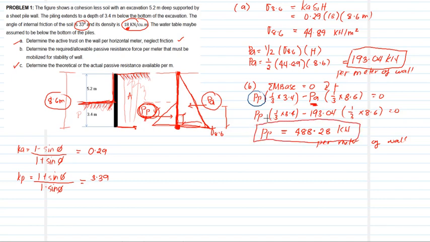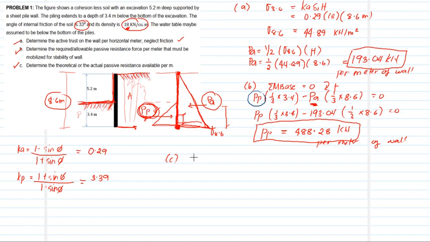So, kindly check my calculation. So, for letter B, okay, check na natin yung letter B. Ito yung allowed na passive resistance para yung wall natin is stable. Okay? So, that's for letter B. And for letter C, we have to determine the theoretical or the actual passive resistance available per meter. So, ang hinahanap natin dito is yung value ng ating actual passive resistance.